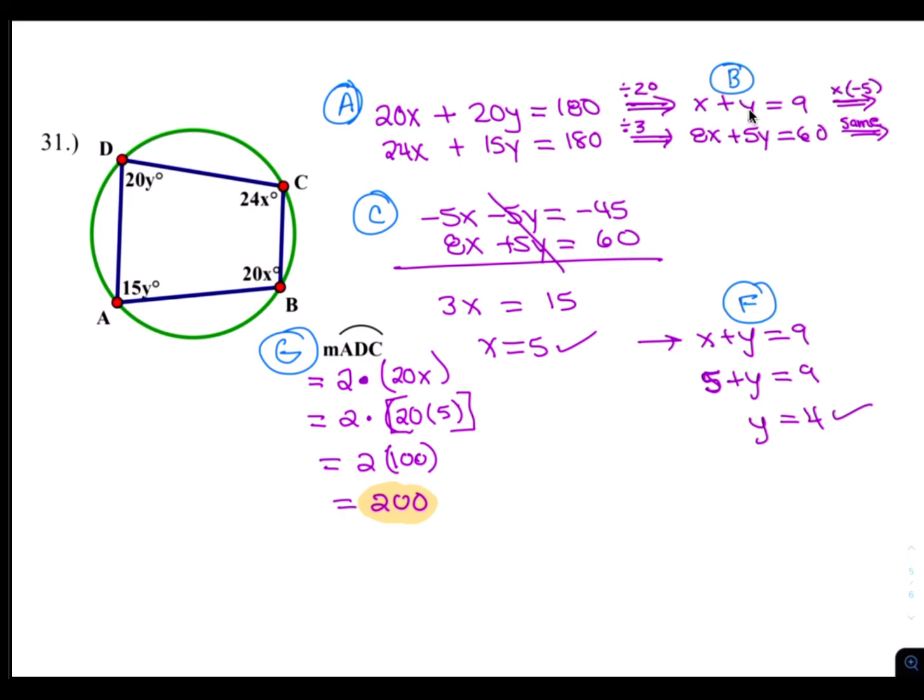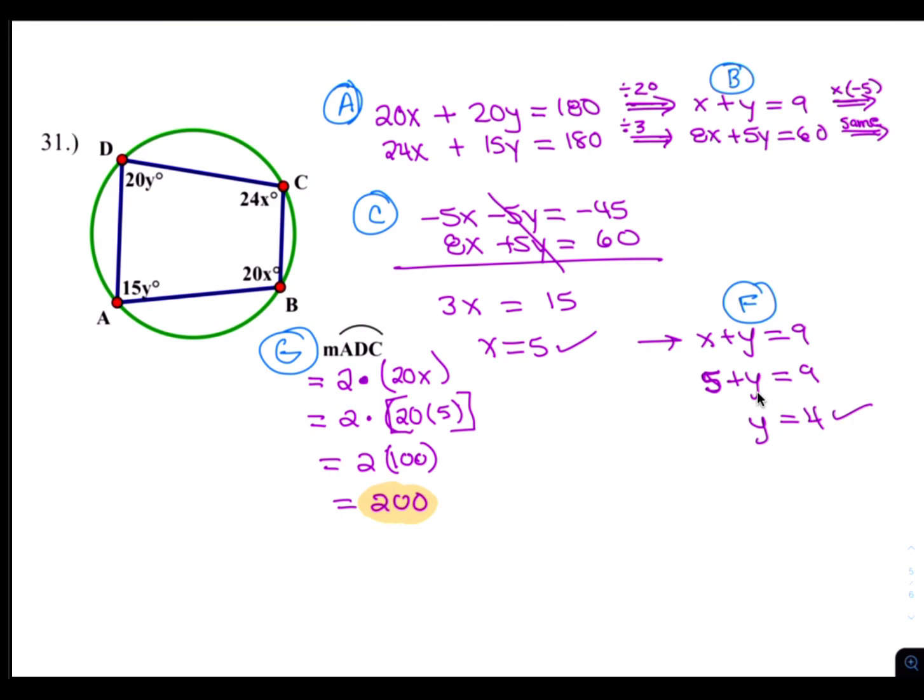So I want to make the y become a negative 5y so that it will cancel with the 5y here. To make that happen, I multiply this equation by negative 5. The result is negative 5x minus 5y equals negative 45. The negative 5y and the positive 5y cancel out. Negative 5x plus 8x is positive 3x, and negative 45 plus 60 is positive 15. If 3x is equal to 15, then x is going to be 5.